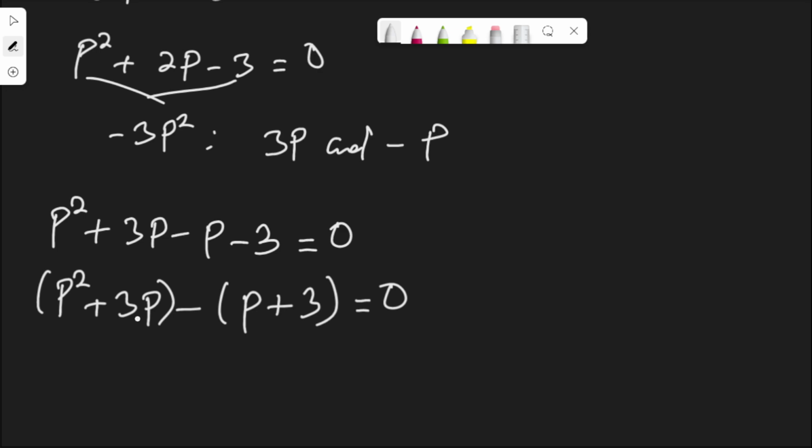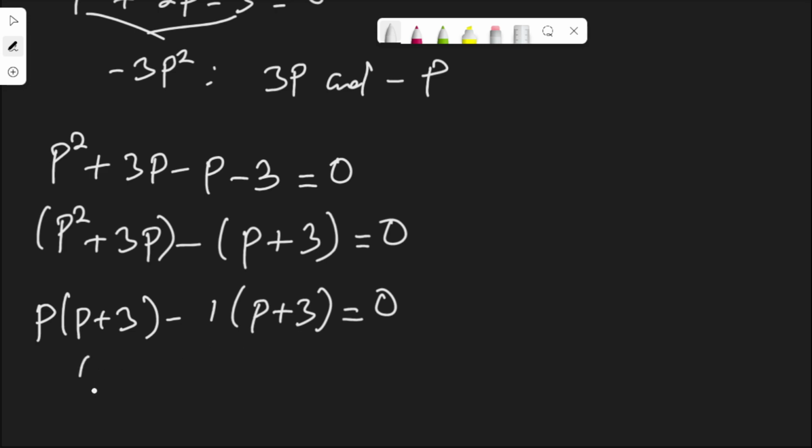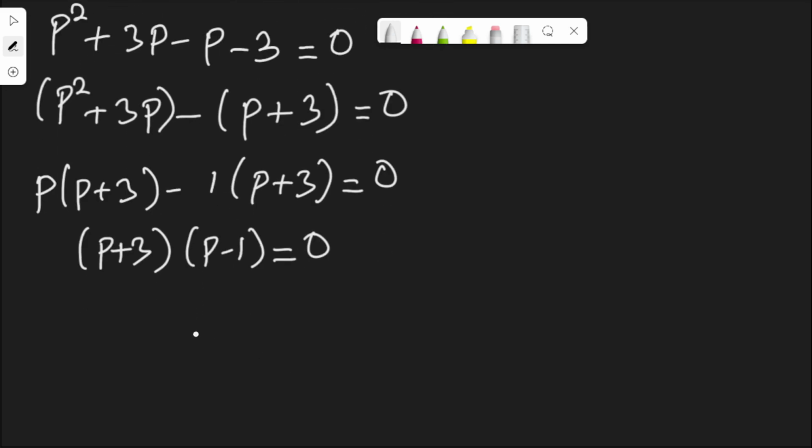In the first bracket, p is common. I have p into p plus 3, and in the second, minus 1 is common: p plus 3 equal to 0. We have a common factor p plus 3. Then we group this and this: p minus 1 equal to 0. That means p is equal to -3 or +1.